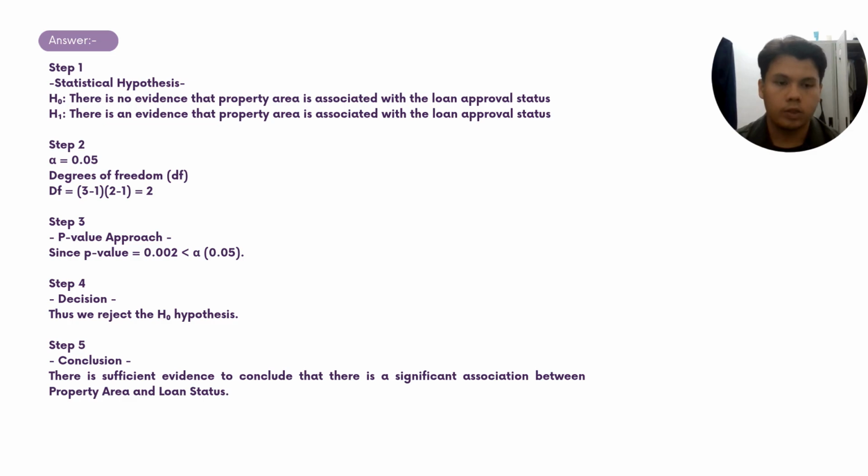Step 3. From the chi-square table, the Pearson chi-square value is 12.298 and the p-value is 0.002. Since 0.002 is less than 0.05, the decision is to reject the null hypothesis. Finally, for the conclusion, there is sufficient evidence to conclude that there is a significant association between property area and loan status.